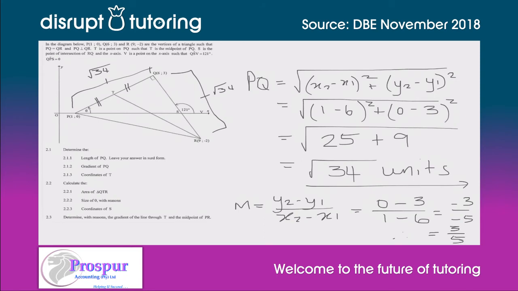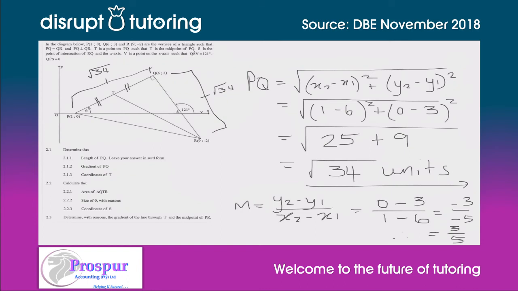Does that make sense? If we look at that line, so PQ, it does look like a general slope upwards, so we expected a positive gradient and a general sloping gradient, so that seems to be the right answer. Great stuff. Right, lastly, moving on to the coordinates of T.